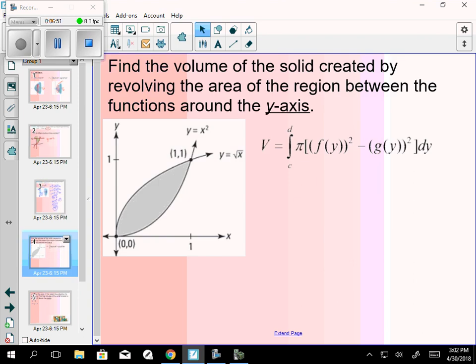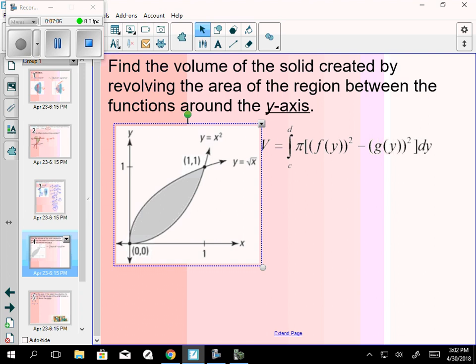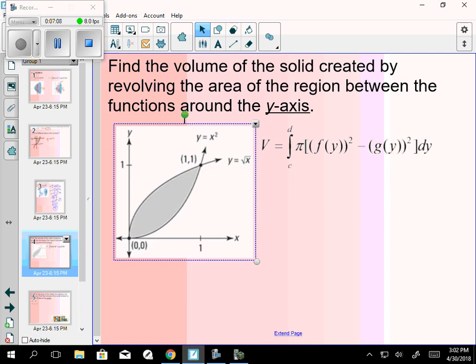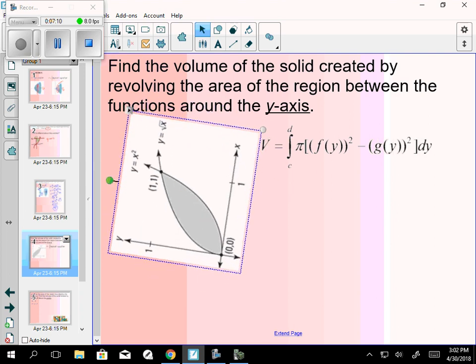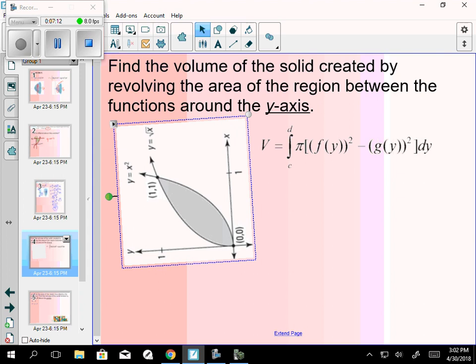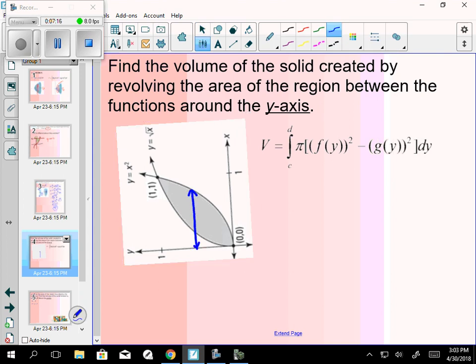Okay, similarly, if you have more than one function and you want to find the volume created by going around the y-axis, then just like we did with the x, you need both of them. Now in this case, you want to think of this like we did before here. So think of it this way, you're going to want to do the one furthest away minus the one that's closer.